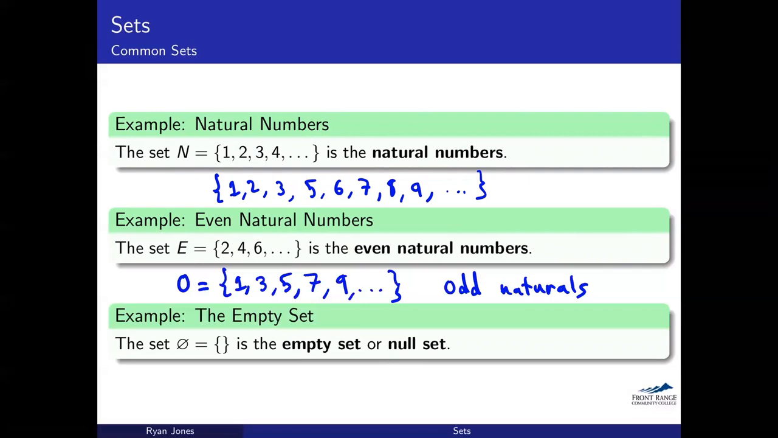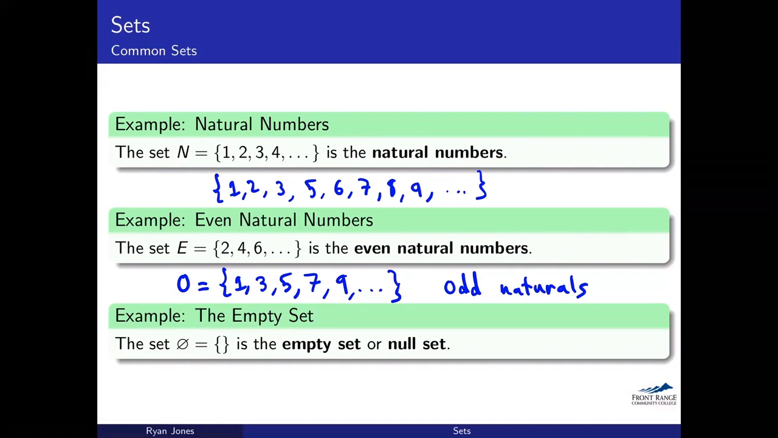And last of the common sets that we'll see is the empty set, sometimes called the null set. We give it a notation. We give it this circle with a line through it. And again, that's the name. Just like N was my name for the set of natural numbers, E was my name for the even natural numbers, O was my name for the odd natural numbers, this symbol is the name for the empty set. And the empty set here is just a collection of nothing. There's nothing in it, right?